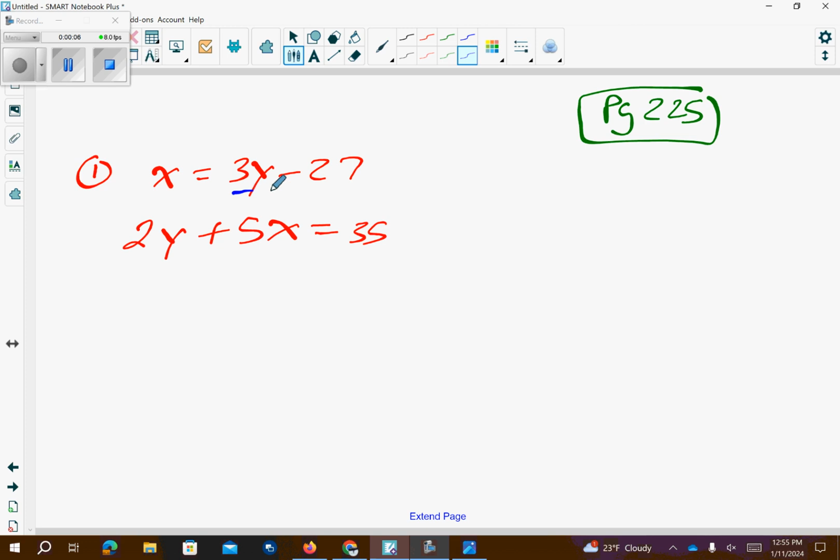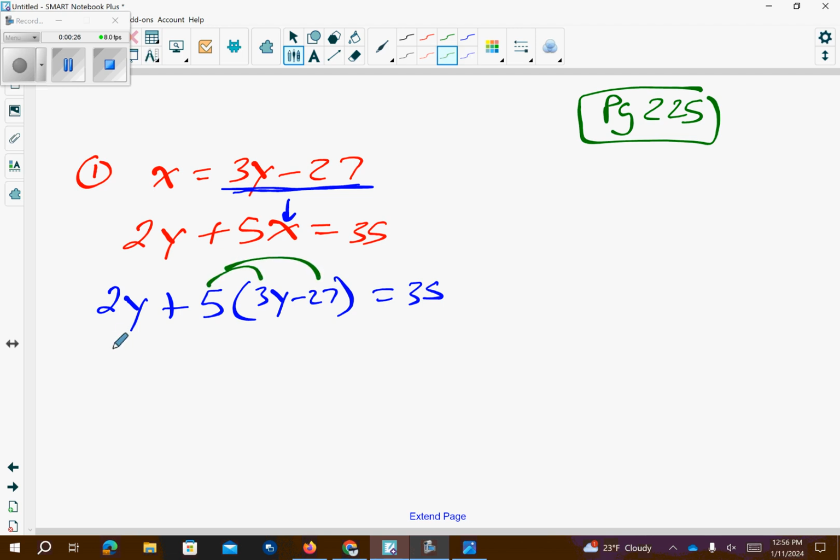The problem's worked out. So the first one, I know that x is equal to that, so I'm going to replace this x here. So I get 2y plus 5 equals 35. That's where x used to live. Now I'm going to plug 3y minus 27 in. Remember, you want to distribute over the parentheses. 5 times 3y is 15y, and 5 times 27 is negative 135, and it's equal to 35.